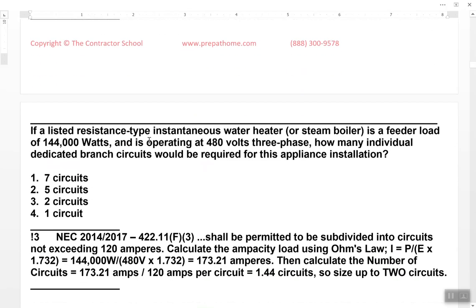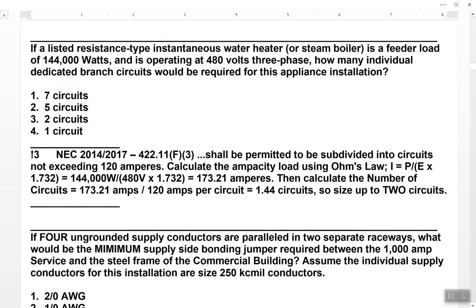Okay, so moving on. If a listed resistance type instantaneous water heater or steam boiler has a feeder load of 144,000 watts and is operating on 480 volt three-phase, how many individual dedicated branch circuits would be required for this appliance? Okay, so now we're looking at how many circuits are required. They're starting to ask this question quite a bit. In other words, how many circuits do I need for a particular load? That's actually a pretty good question.